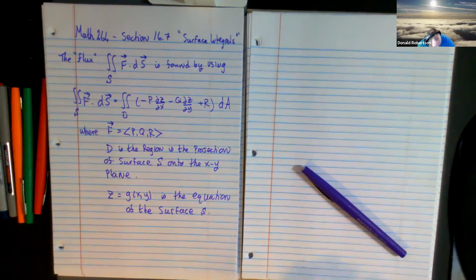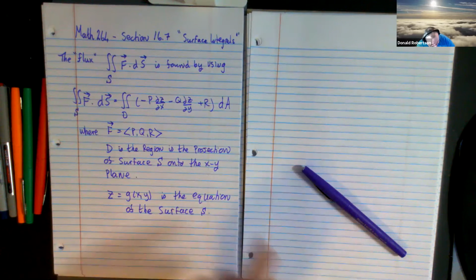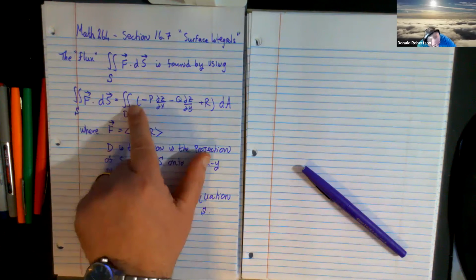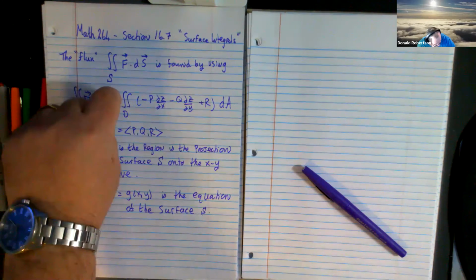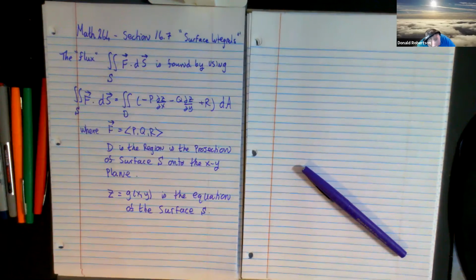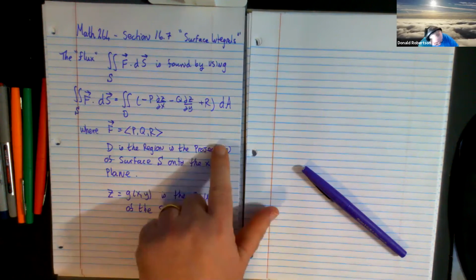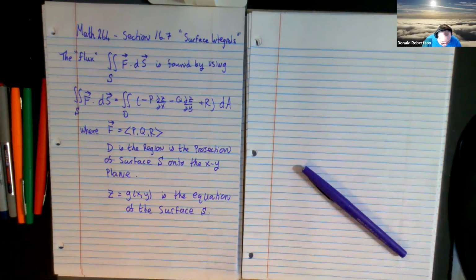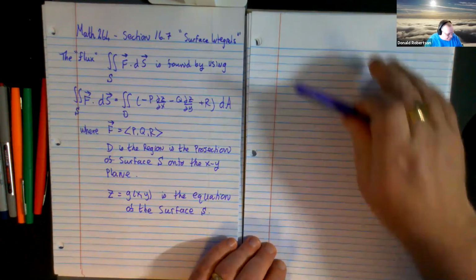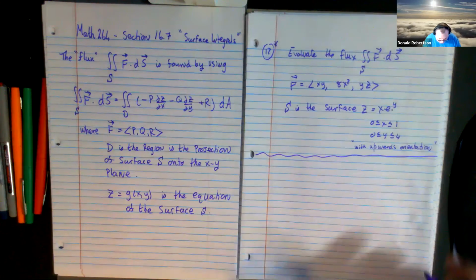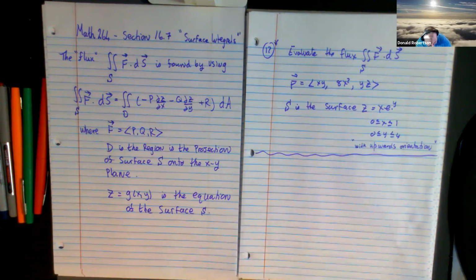And we have this thing called positive orientation, which basically means that if the thing is in a positive and upwards orientation, then you use this. And if it's negative or downwards, you stick a negative in front. And the region D typically is the projection of the surface onto the XY plane. So you put all those pieces together, and what you get is called flux. So this is question 12.